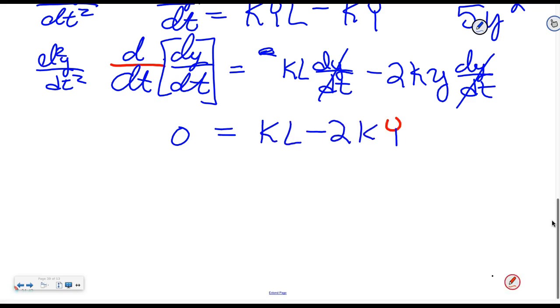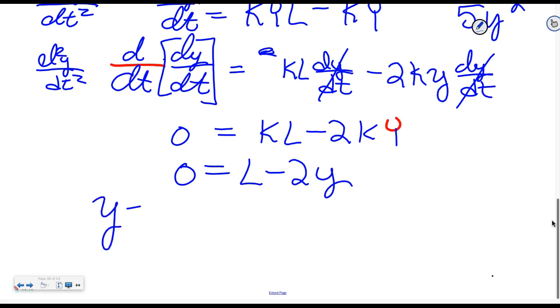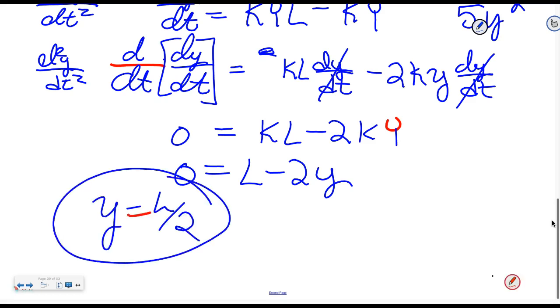Now what do you notice is in both of them? Okay, I could have crossed that off also. Can I just divide everything through by k? And I'd get 0 equals L minus 2y. I mean, I could factor it and do that, but all right. What am I trying to figure out? What the population is when its growth rate is at a maximum. Well, solve this for y, and what do you get? L over 2. So it is always the case that for logistic growth, the amount present when its growth is the greatest is half of the carrying capacity.